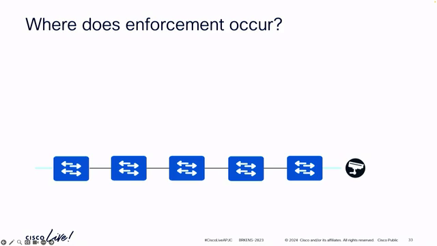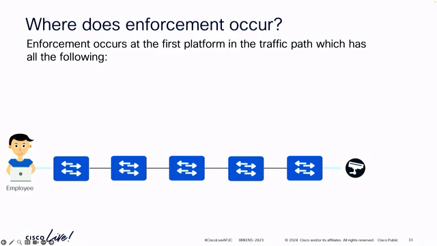Now, so we know about TrustSec classification and propagation. The final piece is enforcement. Here, my employee comes online and is trying to access the IoT camera. So the question is, where does enforcement happen? Does it happen here very close to the employee, or in between, or close to the camera? For enforcement to happen, it must meet 4 criteria.